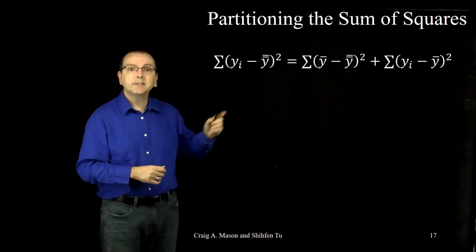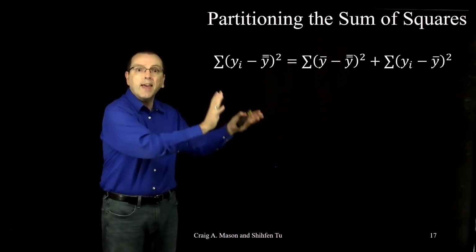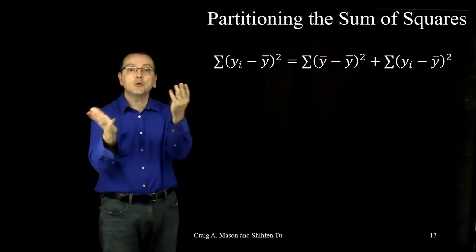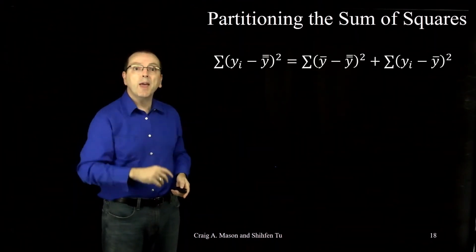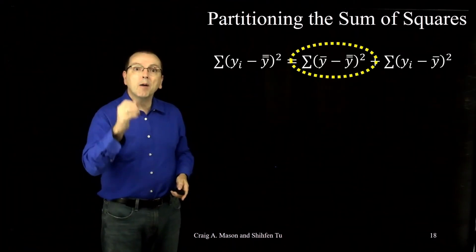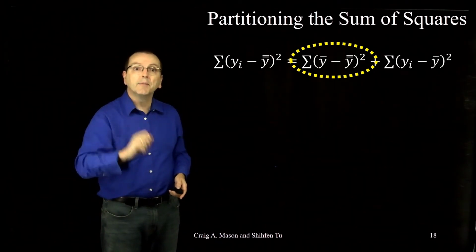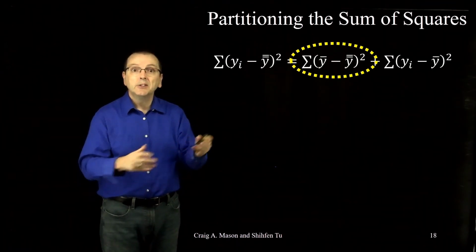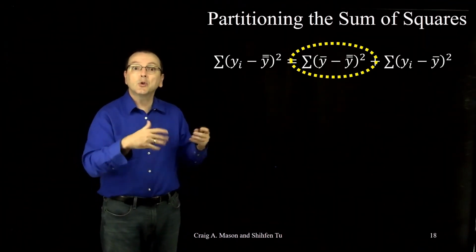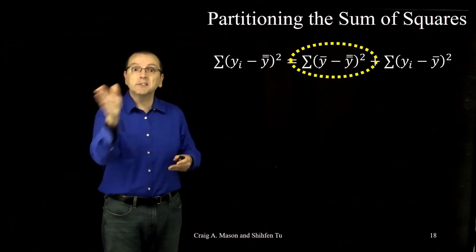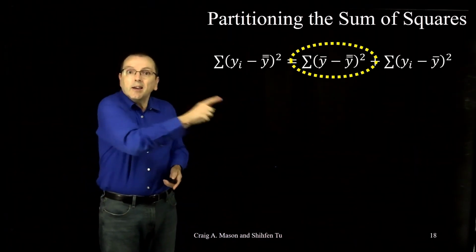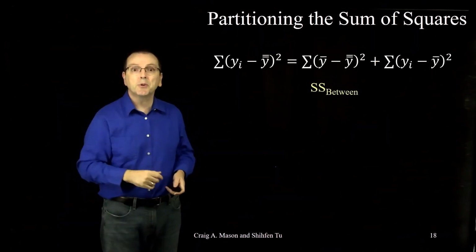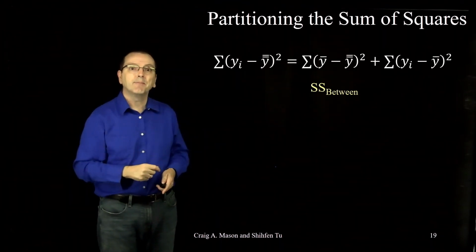Now, the right side of the equation is another way of calculating the exact same sum of squares, but where we've divided it into 2 parts. First, we have the sum of y bar minus y double bar squared. Y bar is the group means and y double bar is the grand mean, so this is just the sum of the squared deviations of group means from the grand mean. This is the sum of squares between our groups, or simply the sum of squares between. That's how you calculate it.